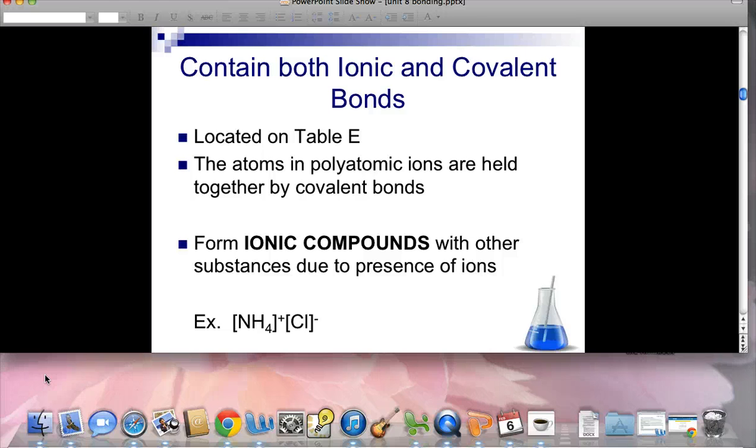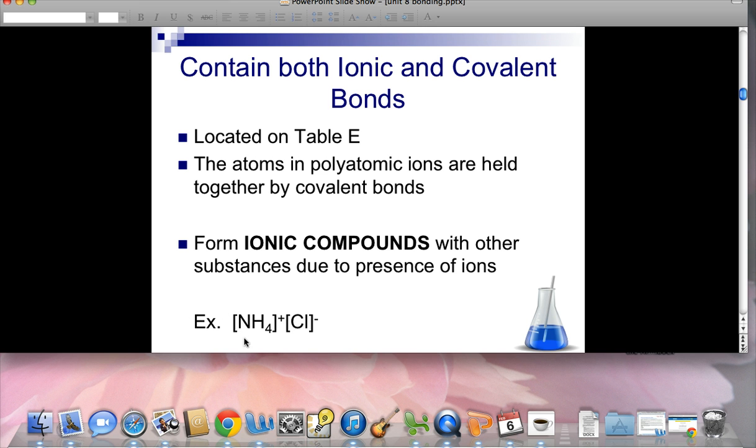Polyatomic ions can contain both ionic and covalent bonds. If you look in your reference packet at Table E, you will notice there is a full list of polyatomic ions. The atoms in polyatomic ions are held together by covalent bonds. They will form ionic compounds with other substances due to the presence of the ions.